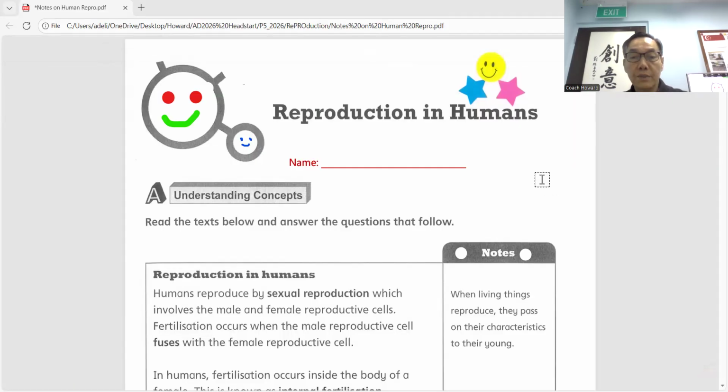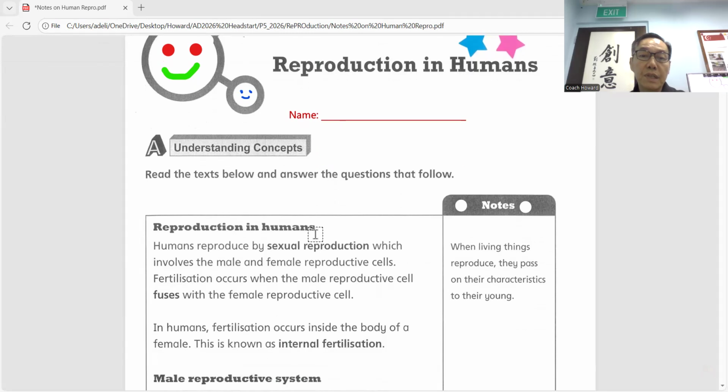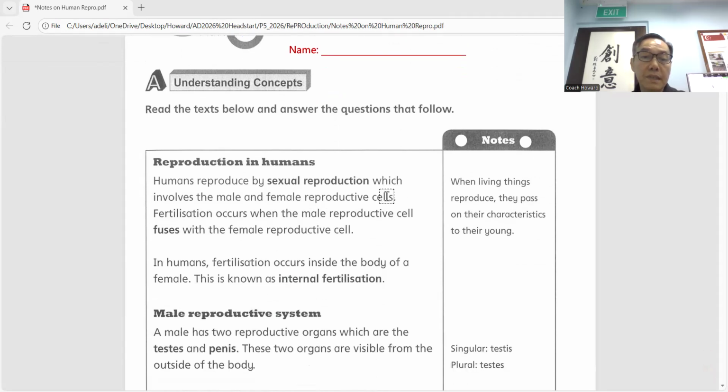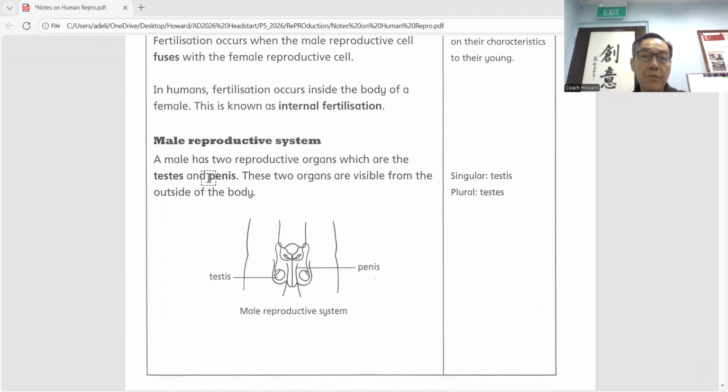Hello, everyone. Today we'll learn about human reproduction. So this is a P5 topic, and students need to understand what is meant by sexual reproduction and also the parts of the male reproductive systems of the human. So you can see here, there are only two organs.